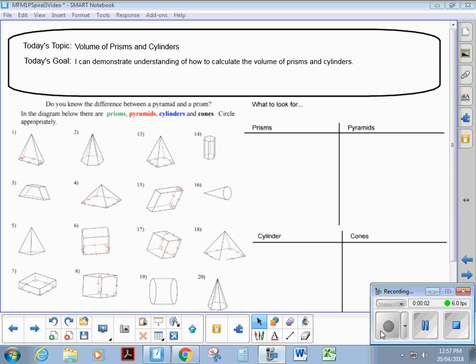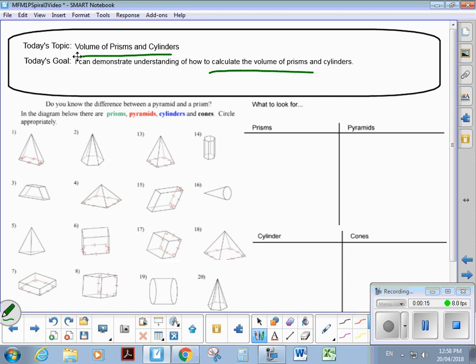Hello, welcome to Spiral 3 and Lesson 3. Today we're just looking at the volume of prisms and cylinders. So we've got our 3D shapes. We're just interested in volume, and I want to make sure you know how to calculate them.